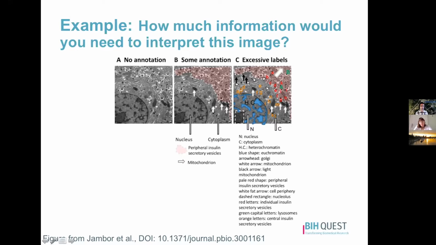The next version has some annotation, so it tells me where the nucleus is, where the peripheral insulin secretory vesicles are. I can see that these dark structures here are mitochondria, and that this here is cytoplasm. And that gives me some orientation to what parts of the cell I'm looking at and what features might be important. And then I have another image here that has all kinds of annotation and all sorts of features noted, so many features that it's a little bit difficult to tell what's going on here. And so this is maybe too much information and more than I would want to really understand what's going on, but it depends on the research question that's being asked.